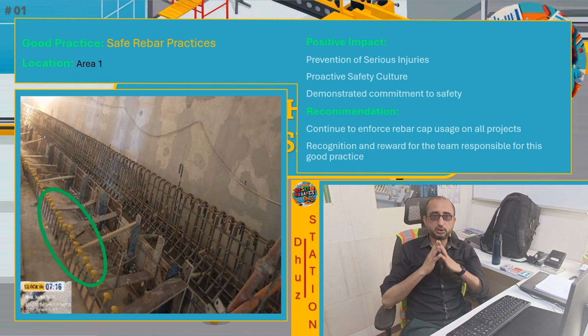This is a positive observation, a good practice, labeled as safe rebar practices. Here, all the ends of the rebars are effectively protected. Location is area 1. Positive impacts: first of all, prevention from injuries, then positive culture, and showing commitment to HSE. Recommendations: continue this practice and encourage other people as well. Also, reward and recognition for the team responsible for this practice to provide motivational reinforcement.